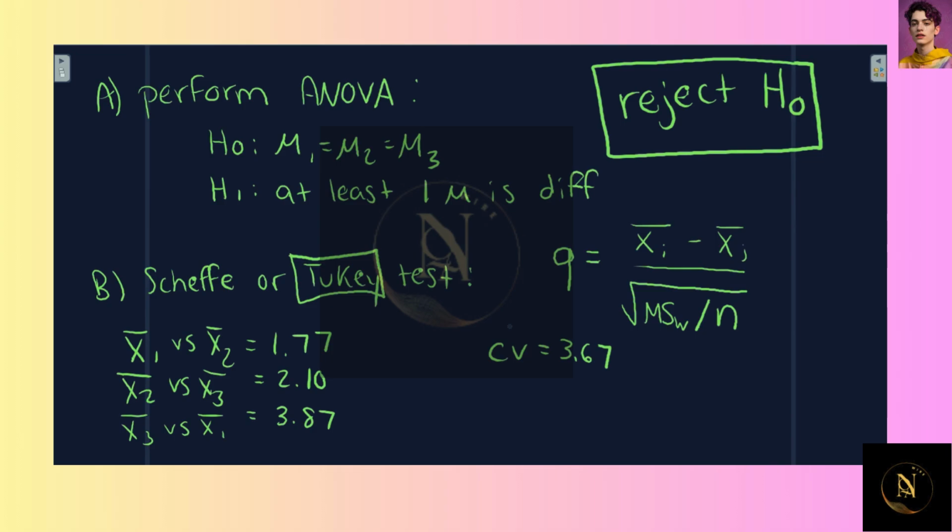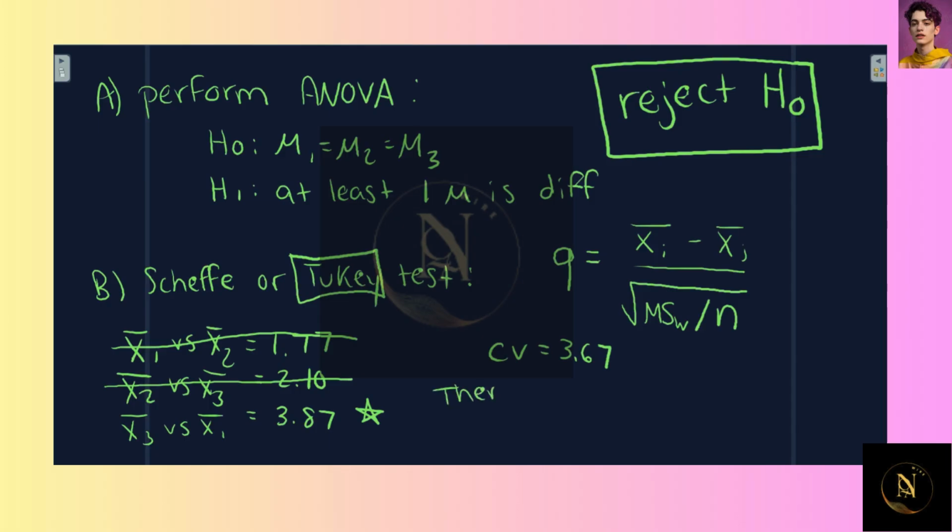In order to figure out if we have a significant pair or not, we're going to see if our test statistic is larger than our critical value. So is 1.77 larger than 3.67? No. Is 2.10? No. Is 3.87? Yes. So we have one significant pair. It's between hospitals X and Z.